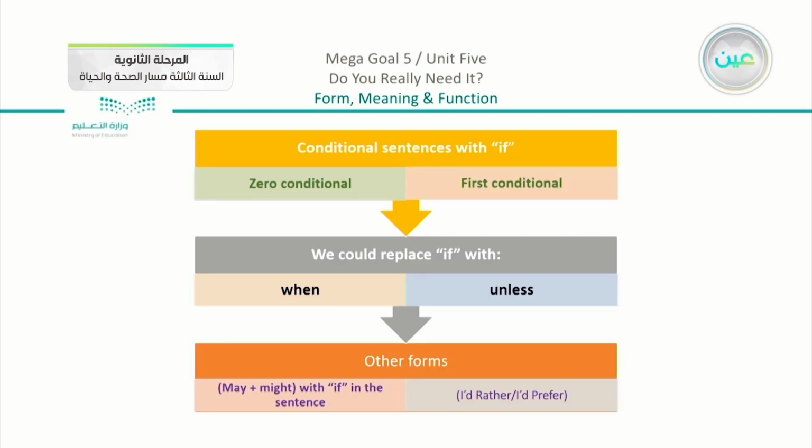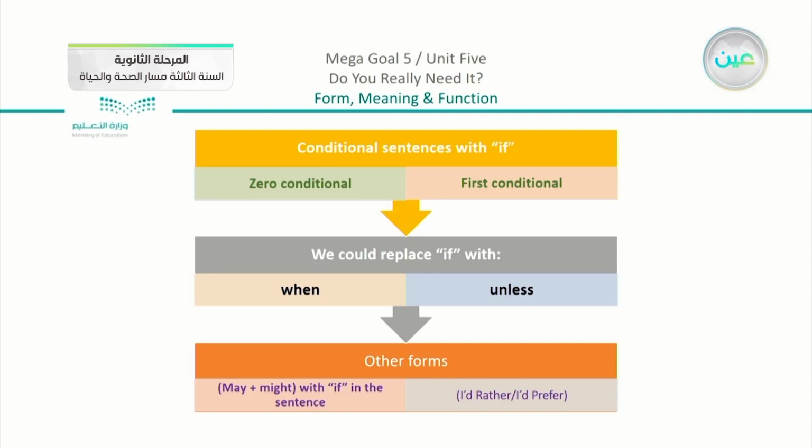You can see that we talked about conditional sentences with if. We took two types. We took the zero conditional and also the first conditional. And after explaining each structure here, we said that we could replace if using either when or unless in the sentence. But don't forget that when we use unless, the sentence has to have a negative meaning. And we also used other forms.